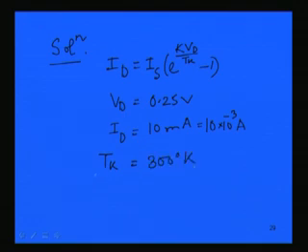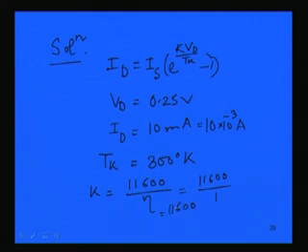Now, in this equation, if you notice, we have to find out this k. k is equal to 11600 by eta. Eta, the ideality factor, is given to be 1. So it is simple, 11600 by 1 becomes 11600. So, k we have found out. Anything else? No. So, we can now proceed to find out the current.